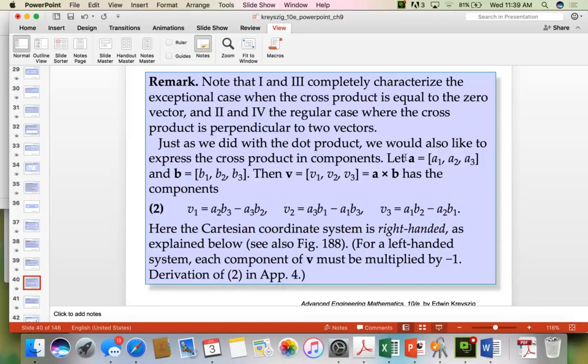So if we have some vector A defined by A1, A2, A3, and vector B defined by B1, B2, B3, then the cross product has the following components. You can get this from a matrix manipulation as well, where you create a matrix that has i, j, k in the first row, A1, A2, A3 in the second row, B1, B2, B3 in the third row, and you calculate the determinant of that. If you do that, then you will get this expression.